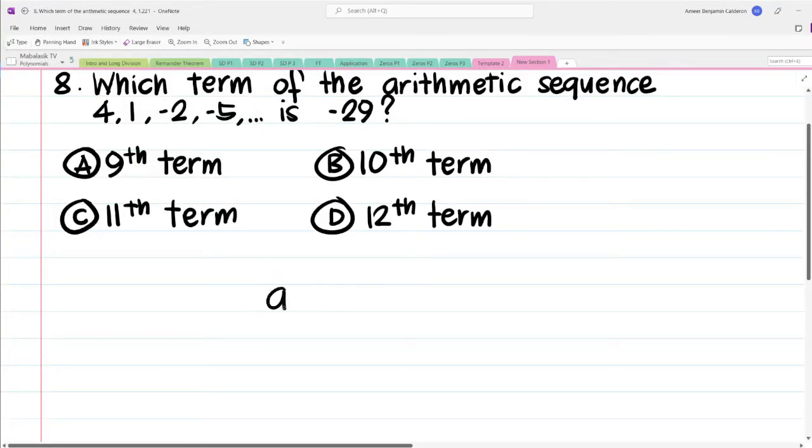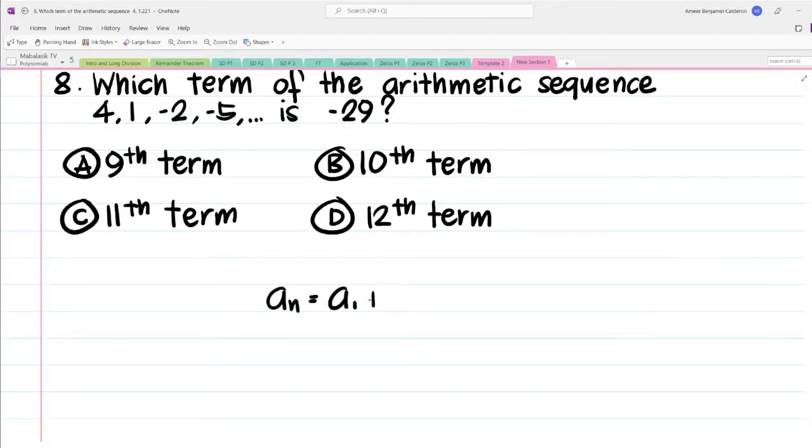So, a sub n equals a sub 1 plus the quantity of n minus 1 times d. And we will be solving for n. So, a sub n is negative 29 equals a sub 1, that is 4, plus n, we do not know that yet, minus 1 times d. So, that obviously is negative 3.